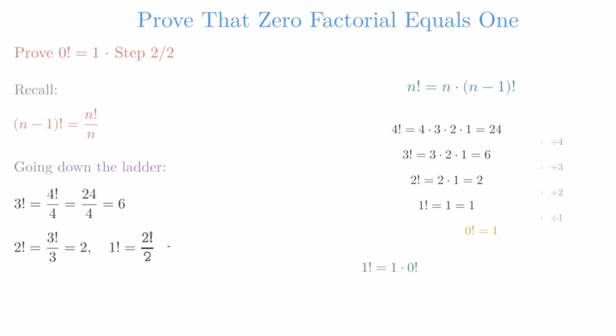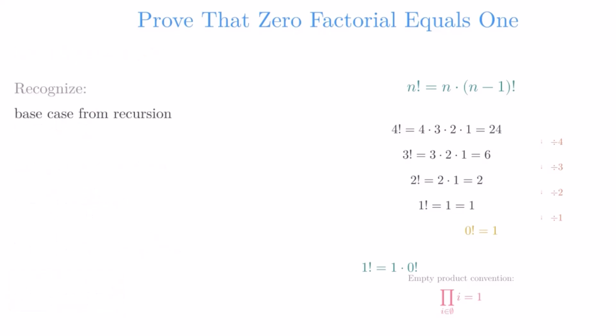Continuing the pattern down to 1 factorial equals 1. One more step down, 0 factorial equals 1 factorial divided by 1, which is 1. The pattern confirms it. Whenever a recursive definition needs a base case, plug in the smallest value and solve.